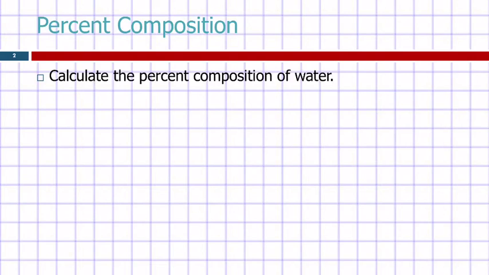H2O. Right, H2O. So there are two elements. We're going to have two numerical answers. We're going to have percent hydrogen and we're going to have percent oxygen. So I'm going to be calculating percent hydrogen. That's going to equal grams of hydrogen divided by grams of water times 100%.